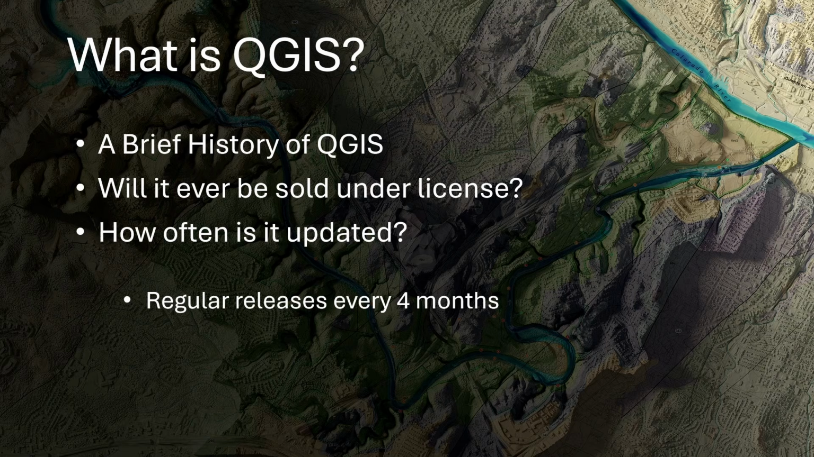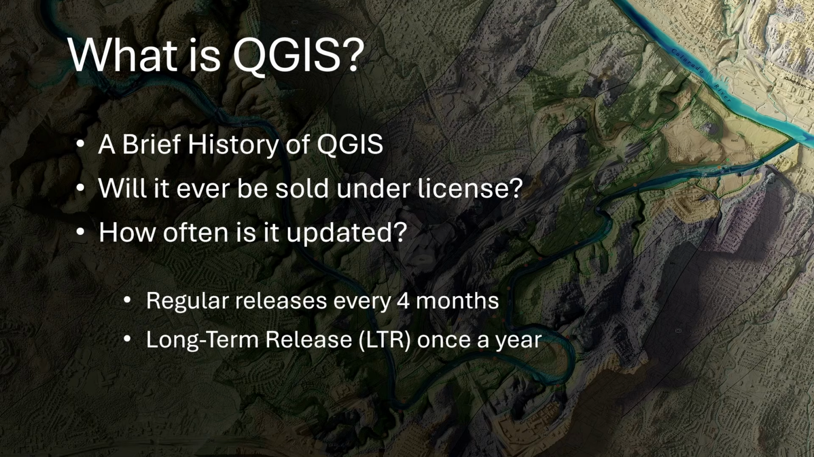Then there's something called the long-term release, or LTR, and once a year the QGIS community designates one version as the long-term release. The LTR is maintained and supported for approximately 12 to 18 months, receiving only bug fixes and security updates. And this makes it the recommended choice for training environments, production systems, and organizations that need maximum reliability.